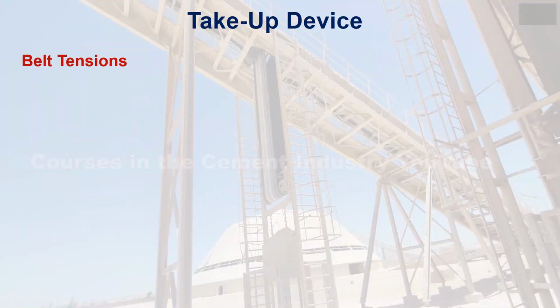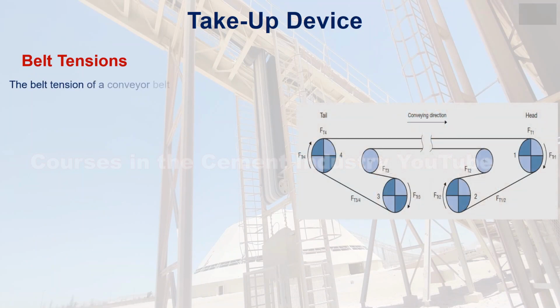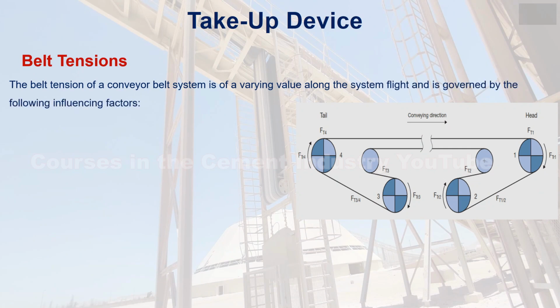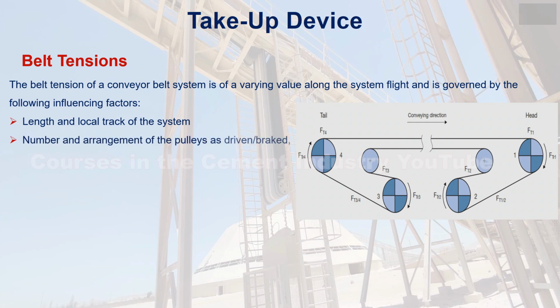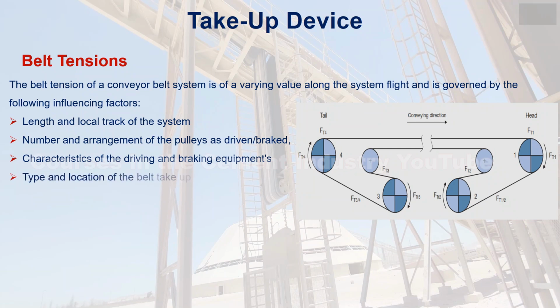Belt tensions. The belt tension of a conveyor belt system is of a varying value along the system flight, and is governed by the following influencing factors. 1. Length and local track of the system. 2. Number and arrangement of the pulleys as driven and braked. 3. Characteristics of the driving and braking equipment. 4. Type and location of the belt take-up device. 5. Operating and loading state of the system.